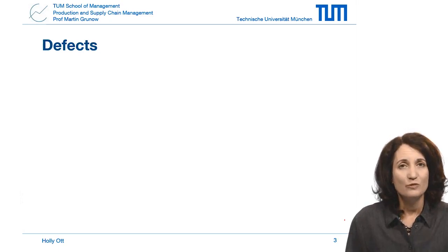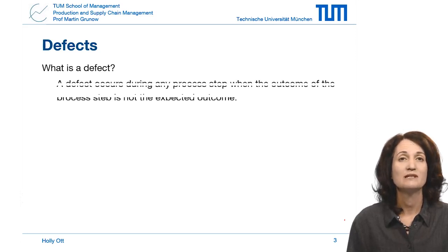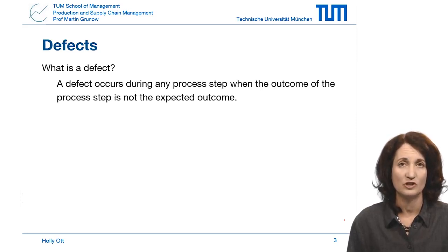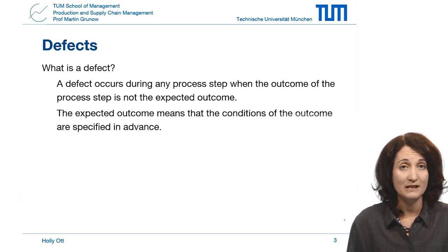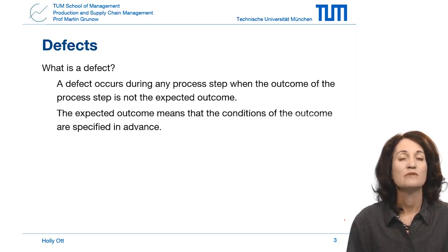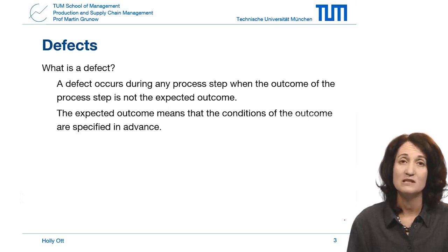But first, what do we mean by the word defect? In this course, we're going to say that a defect occurs during any process when the outcome of the process is not our expected outcome. The expected outcome is the outcome that we have specified in advance. It's what we want the process to produce. And if a defect occurs, then the outcome of the process will not be as we expected. In other words, a defect is a flaw or an error or a discrepancy.